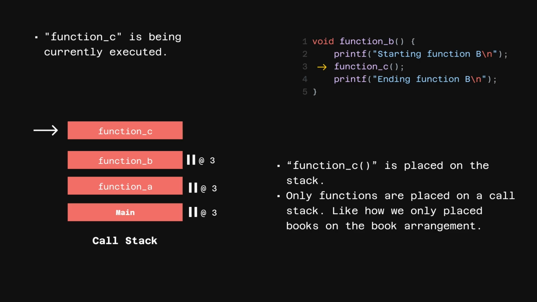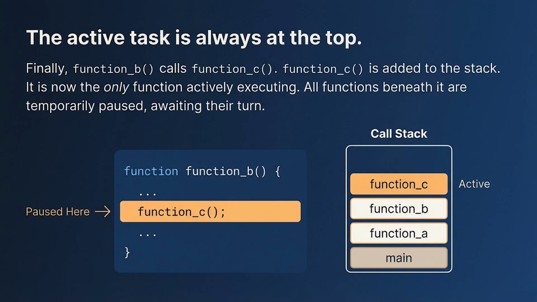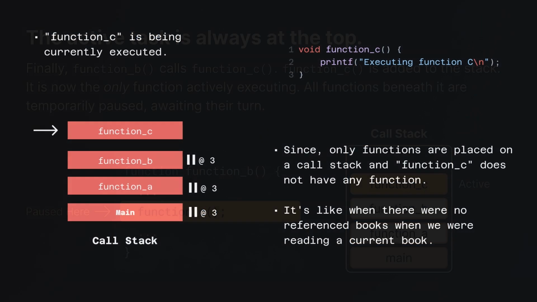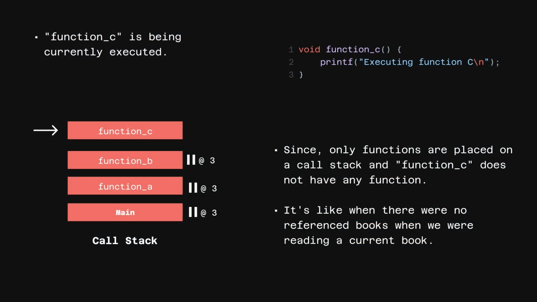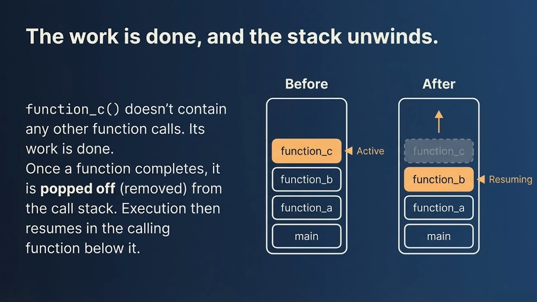We pause the execution of the current function, function B, add function C to the call stack, and begin executing function C. Since function C is at the top of the stack, it is the function currently being executed. Any functions beneath it on the call stack are temporarily paused, awaiting their turn. If we look at function C, we see it doesn't contain any function calls. It's similar to when we are reading a book and there are no references to other books.